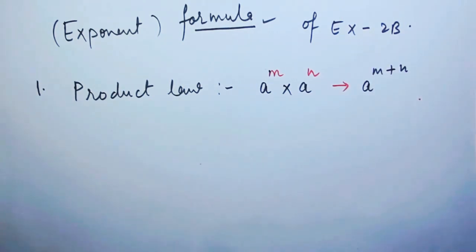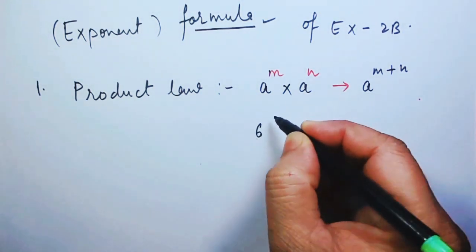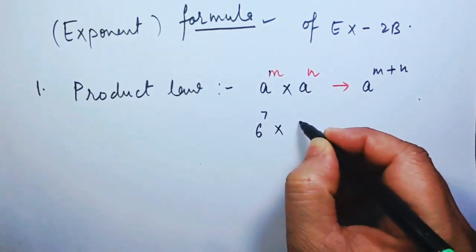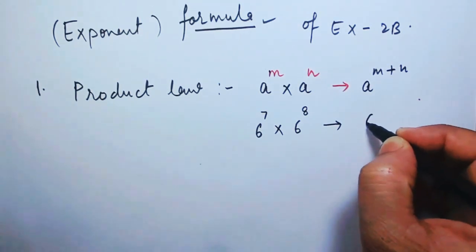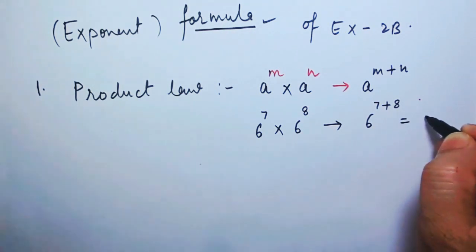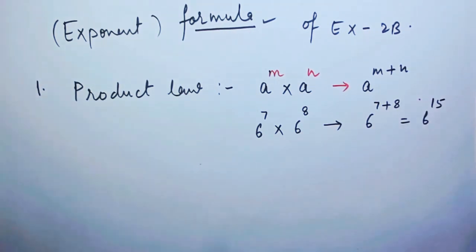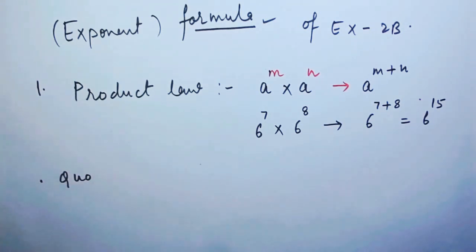Now what does this mean? It means that if you have, for example, 6 to the power 7 multiplied by 6 to the power 8, you can directly write your answer as 6 to the power 7 plus 8, and 7 plus 8 is equal to 15. So 6 to the power 15 is your answer. It's very simple. Similarly you have the quotient law. I'm directly teaching from the book, therefore there is no issue for you that you are being taught something else.